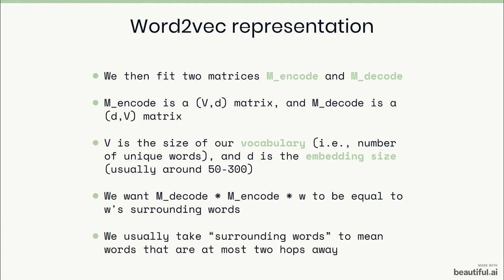The idea here is that when we input a word W, and we encode and decode it using these two matrices, we want the result to be equal to W's surrounding words. Here we usually take surrounding words to mean words that are at most 2 hops away, by which I mean the neighbors of the word and the neighbors' neighbors of the word.